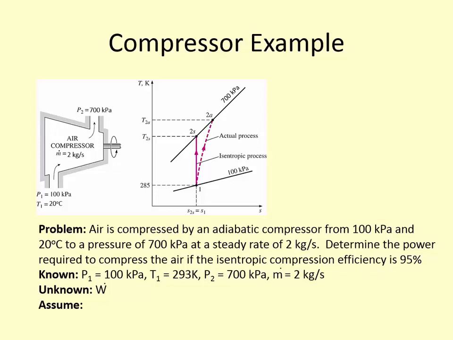Okay, so we want to find the isentropic work, and then we'll use that to determine the actual work. So it's compressed from 100 kilopascals and 20 Celsius to a pressure of 700 kilopascals at a steady rate of 2 kilograms per second. We want to determine the power required to compress the air if the efficiency is 95%. So again, we'll look at the isentropic case, calculate how much work is required there, and then because the efficiency is given to us, we can determine how much work is actually required based on that efficiency that's given to us.